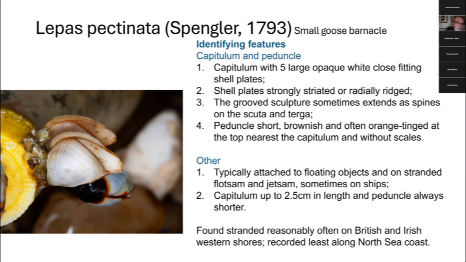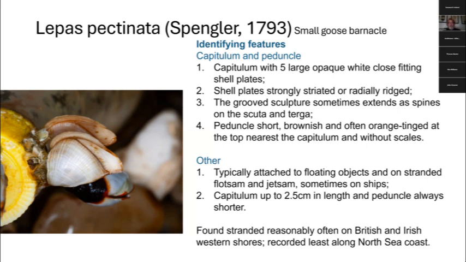Lynn's been very adept at getting photographs of these whenever they turn up. So this is what they look like in the flesh. Obviously it's attached to something there, not quite sure what. This is a small goose barnacle, only 2.5 centimeters in length, I believe, and the peduncle is always shorter than that. So it's quite a small species, and I guess that's one of its distinguishing features.